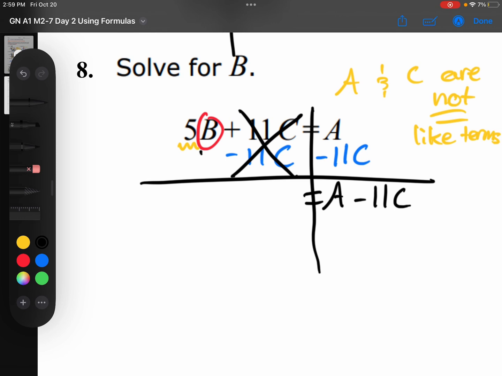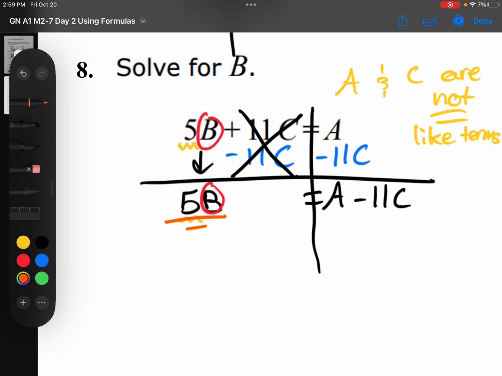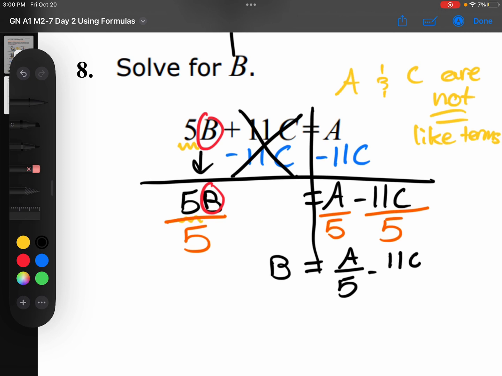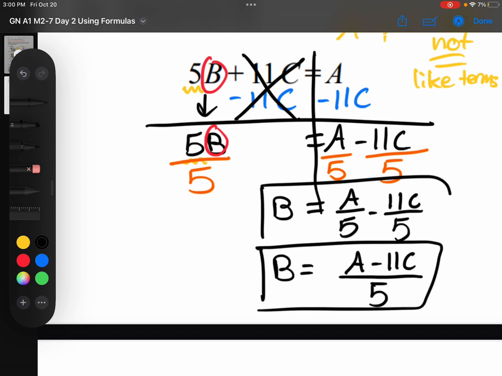So for our final answer, the 5b comes down. Once again, we are solving for b, which means I need to get rid of that 5 in front of it. So how do we do that? Well, we're going to have to divide everything here by 5. So if I divide this by 5, I've got to divide this by 5, but don't forget you also have to divide this by 5. Okay, so if you do that, you're going to get the answer of B is A over 5 minus 11C over 5. You could also write that B is equal to A minus 11C all over 5. Either one of those answers is correct.